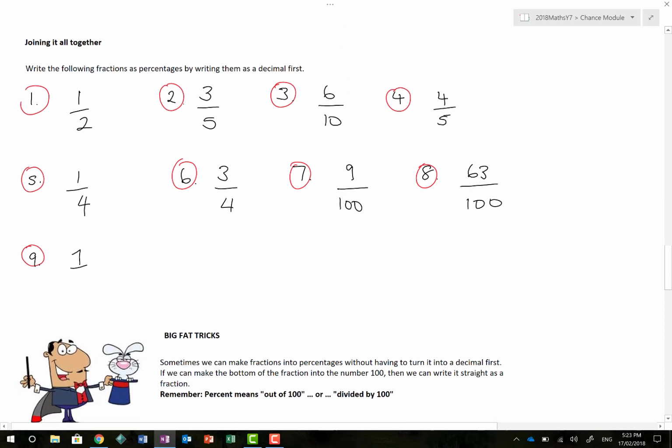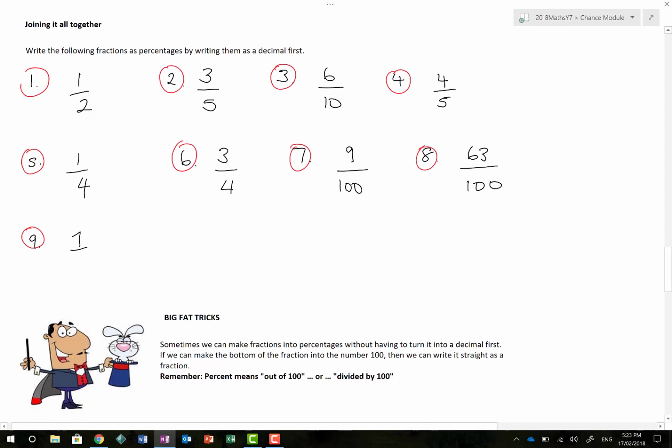Wow. Have a go at trying to write the following fractions as percentages by writing them via a decimal first. Again, pause it, have a go, and if you need to, come back and I'll tell you how the answers were. All right, so how did you get on? Yep, right. Did you pause it? No, you're just still listening to me, aren't you? So write the following fractions as percentages by writing them as a decimal first.